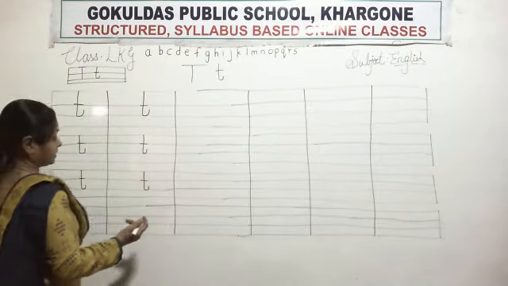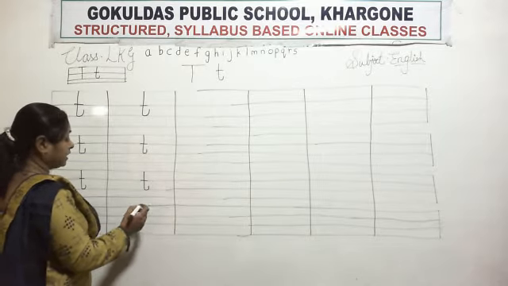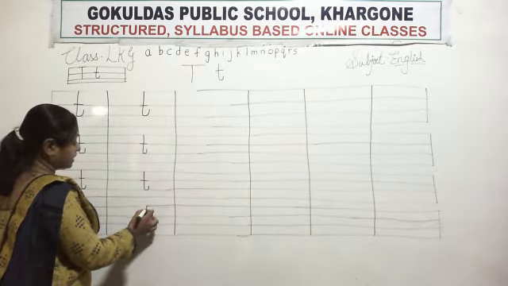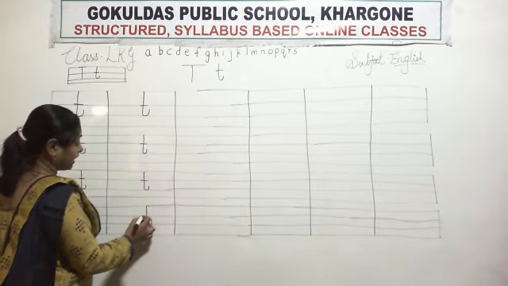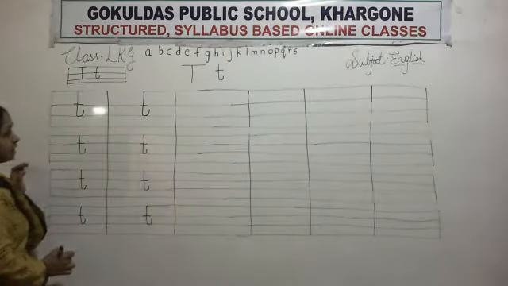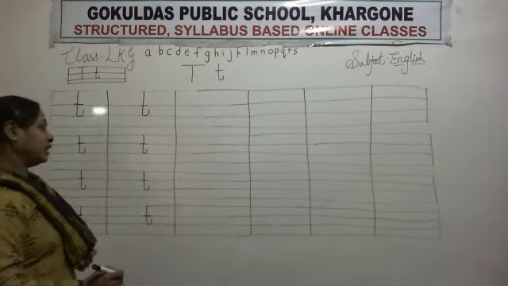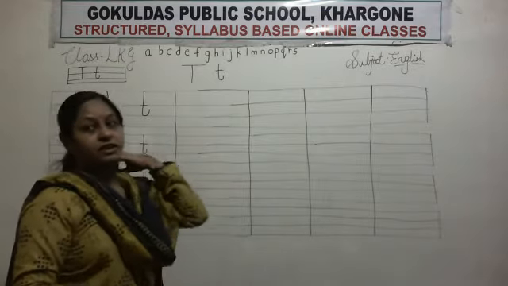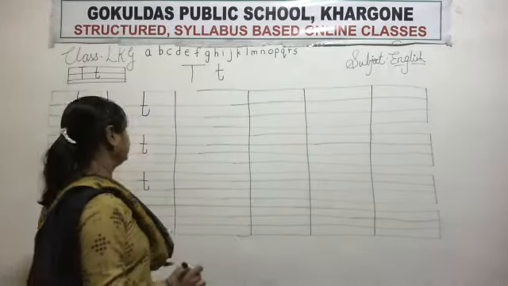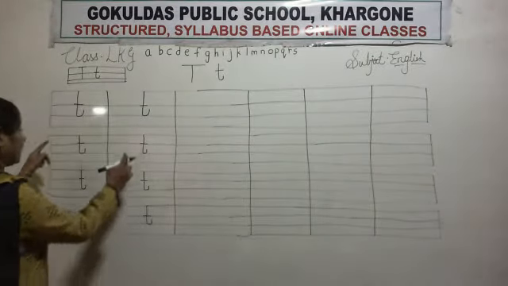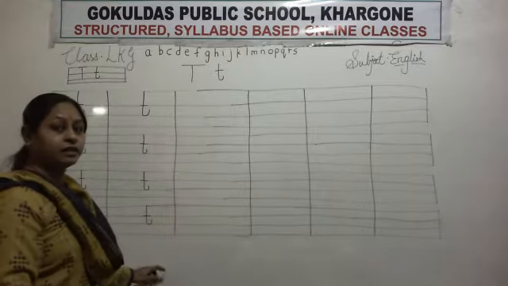Okay? Yes. You have to say and write small letter T. Again, standing line, then curve upward and sleeping line. Which letter is this? T. And the sound of T is T. Okay? Done. You have to write the whole page. You have to write till down.